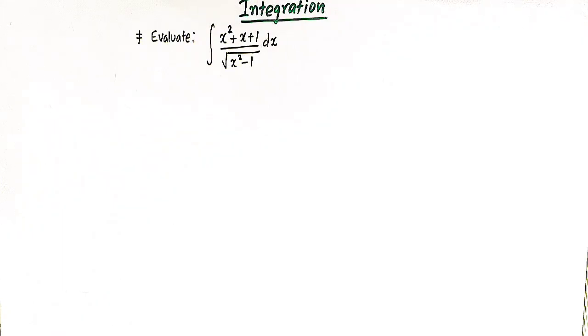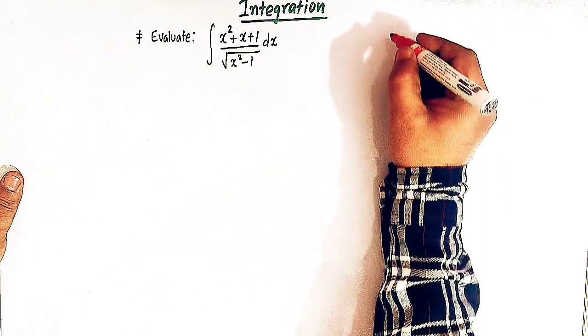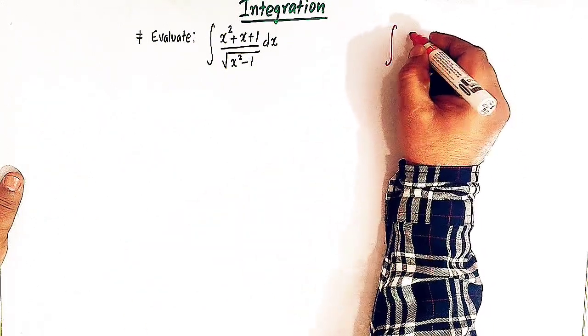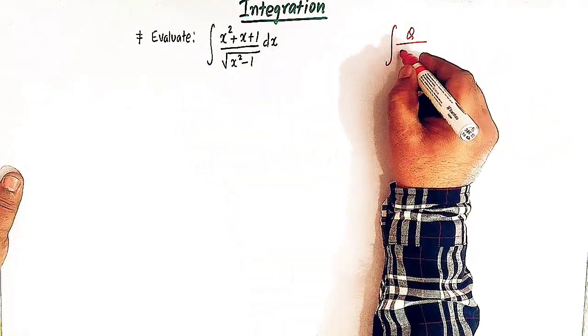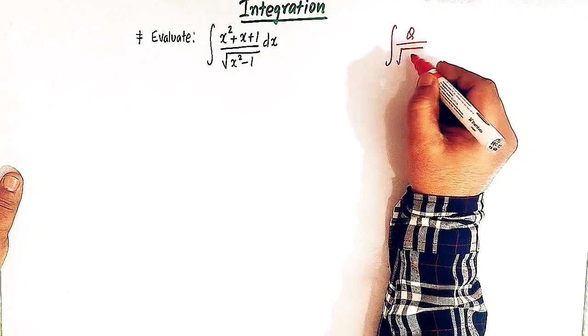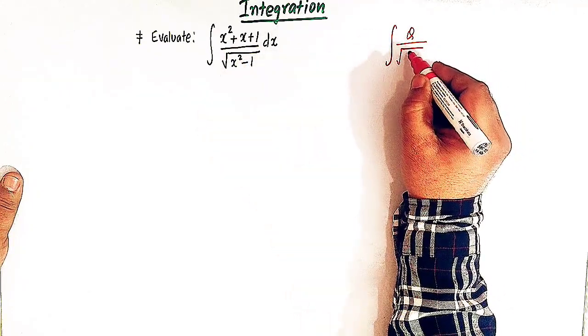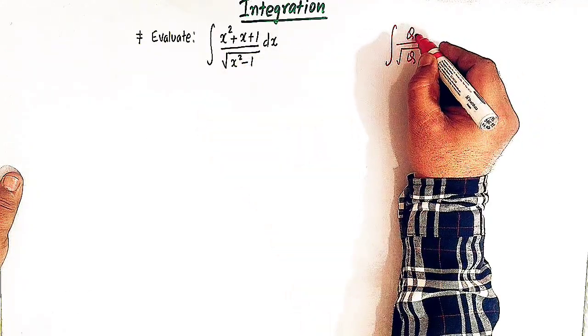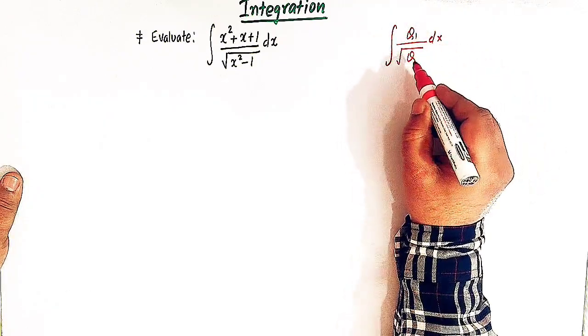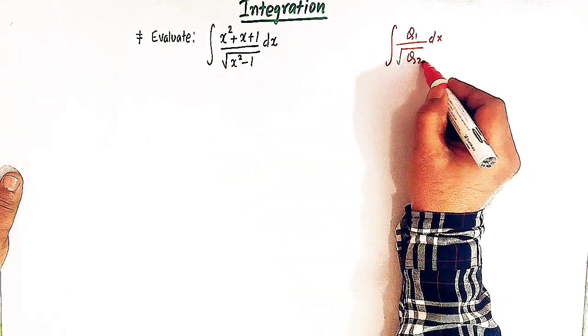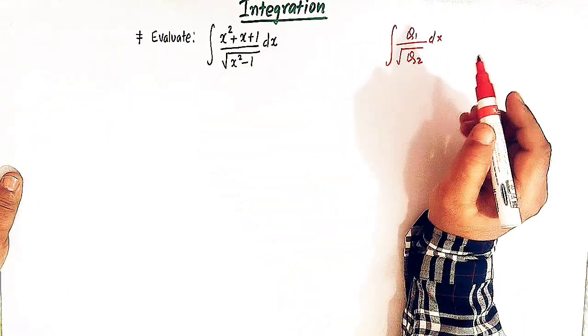Hello viewers, in today's session we are going to discuss an important type of indefinite integration in which the form is of this type, that is we have a quadratic function in the numerator and another quadratic function in the denominator under the square root sign. So here we have q1 as the first quadratic function and q2 is the second quadratic function.